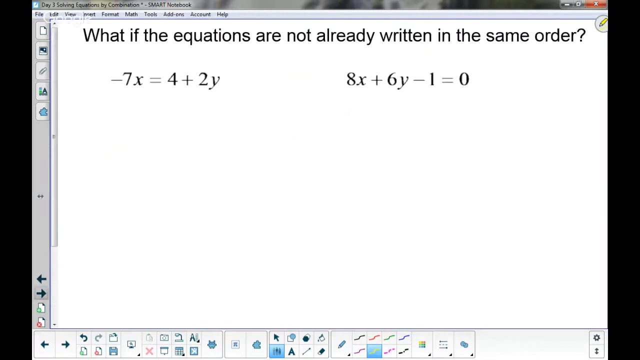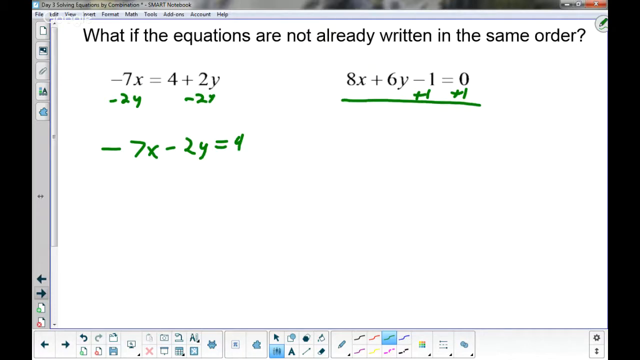All right, so now what happens if they're not aligned very easily? Well, what do we think? We got to make them align. So normally we want the x and y's on one side, numbers on the other. That's typically what we do. So for the first one, I'm going to subtract 2y from both sides. Gives me negative 7x minus 2y equals 4. And over here, I would just add 1.